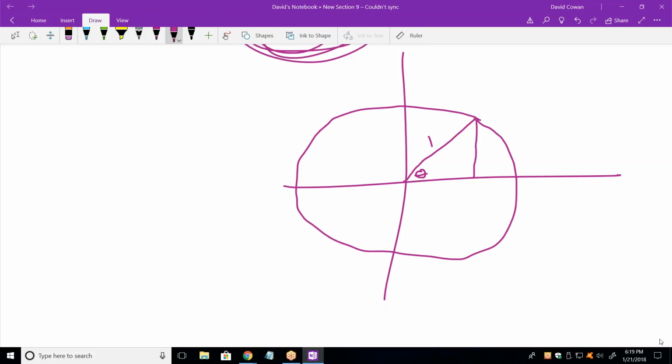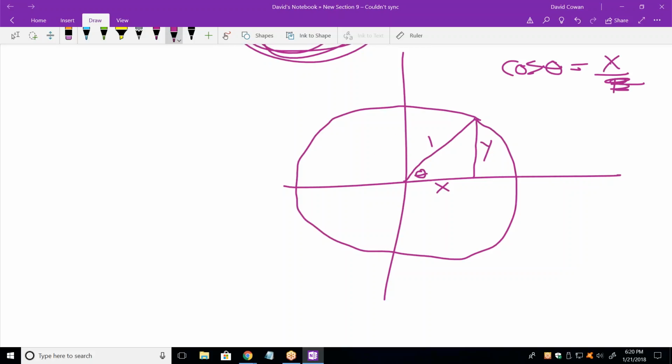First of all, what's the cosine of theta equal to? There's x, y, right? Here, look at my unit circle. What's the cosine of theta? It's equal to x over 1, right? So it's just x.